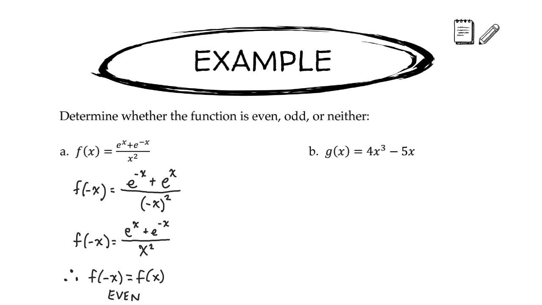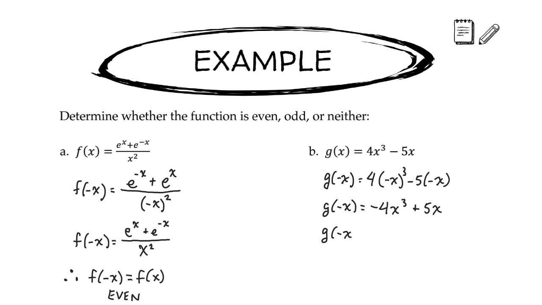When I try the same thing for g of x, something different happens. I plug in negative x, and I get 4 times negative x cubed minus 5 times negative x. This time, when I simplify, I'll get 4 times negative x cubed, which is negative 4x cubed, and then negative 5 times negative x, which is plus 5x. This is not the same as the g of x that I started with.